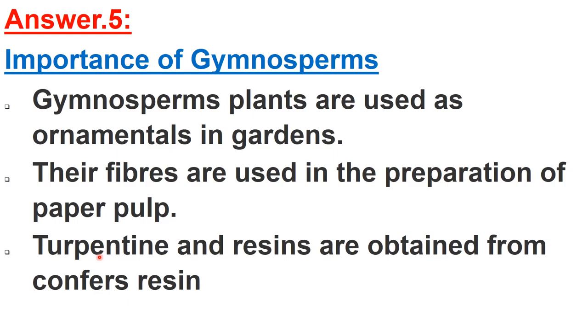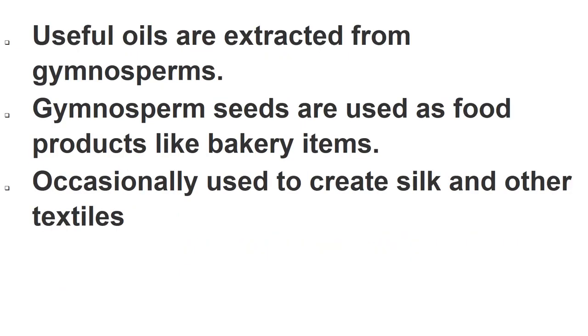Third importance is turpentine, that is a type of oil that is used for many diseases as a medicine, and also the resins are obtained from the gymnosperms. Third importance is, useful oils are extracted from the gymnosperms. So many useful oils we obtain from the gymnosperms.